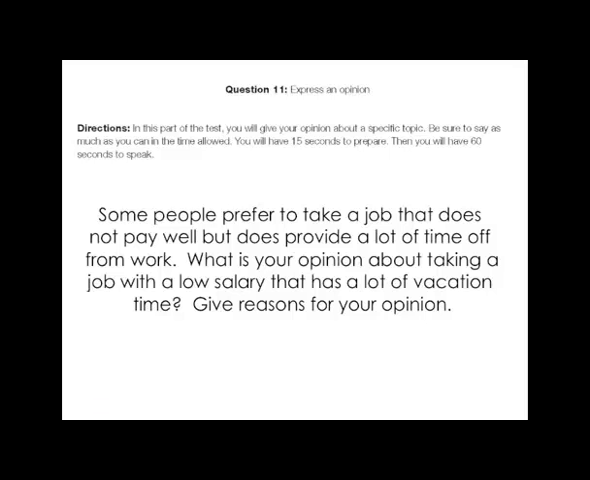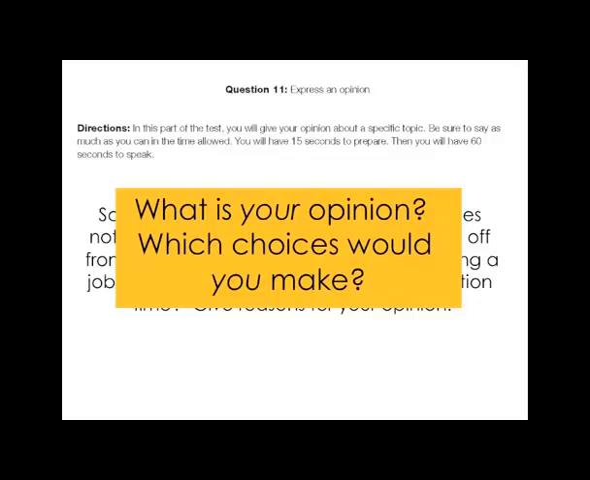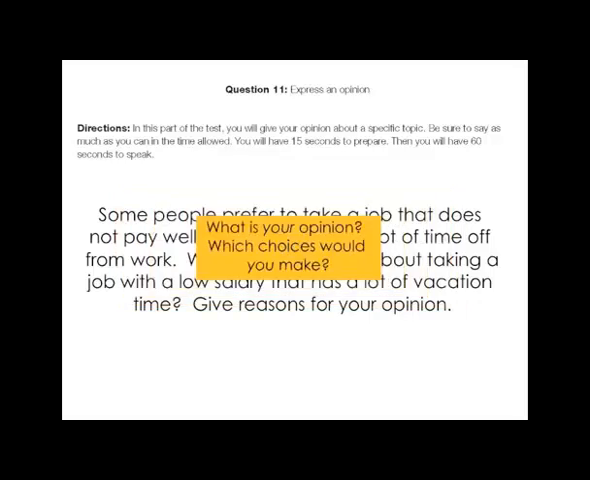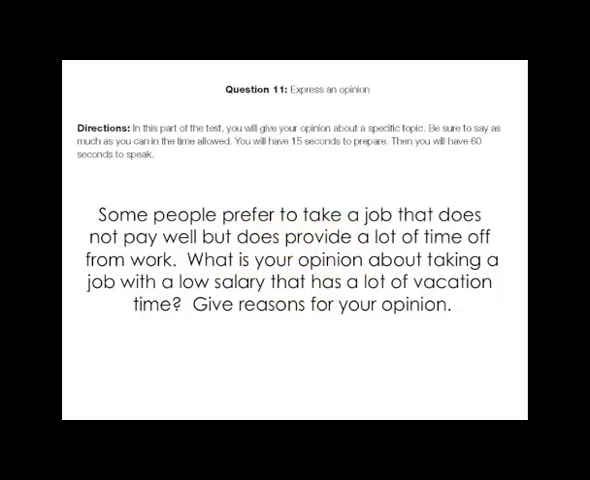So again, thinking about our topic, what is your opinion? What choices would you make? Do you think it's a good idea to take a job with a low salary? What is your opinion? Would you prefer to do that or not?